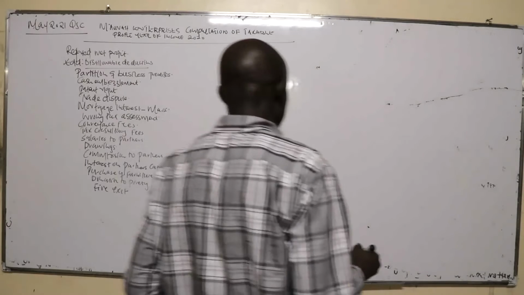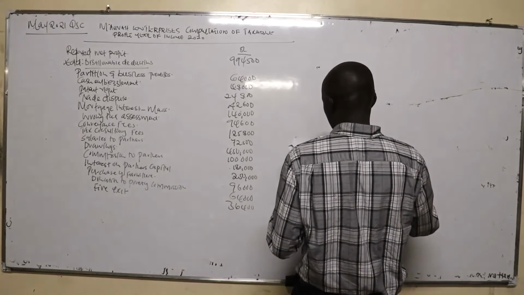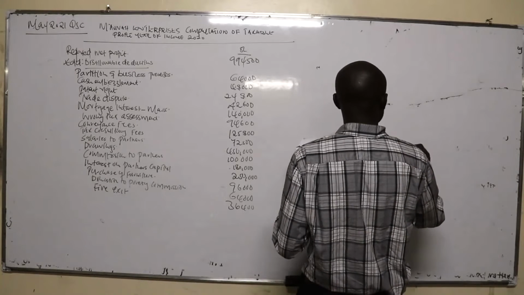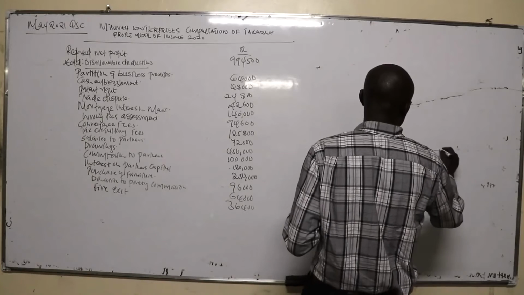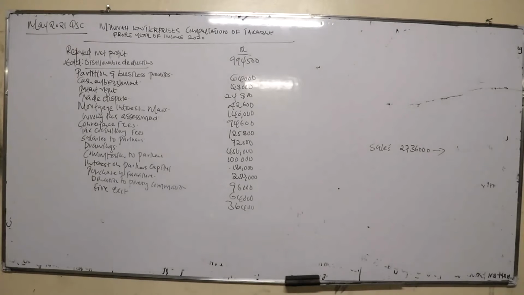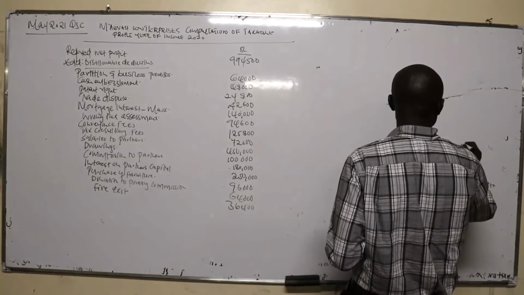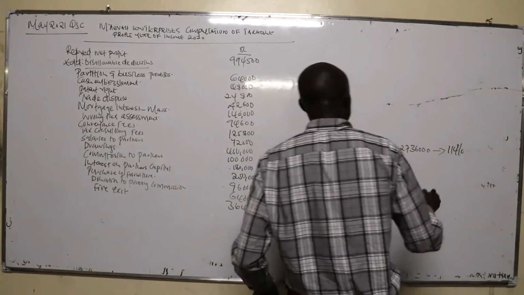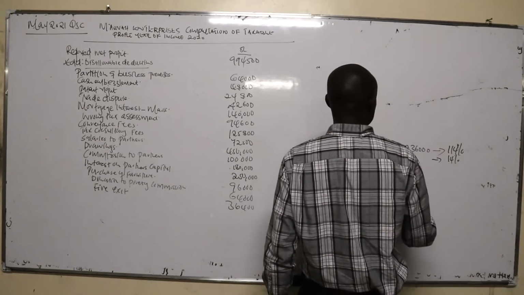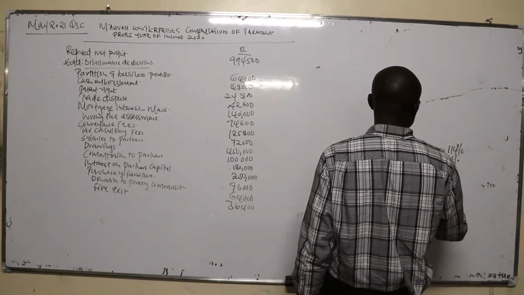Now, we have the sales figure here. The total amount of sales is 2,736,000. According to the instruction, this figure is equivalent to 114%. It is inclusive. So we want to know what the VAT amount was at 14%. We take 14 out of 114 times 2,736,000.